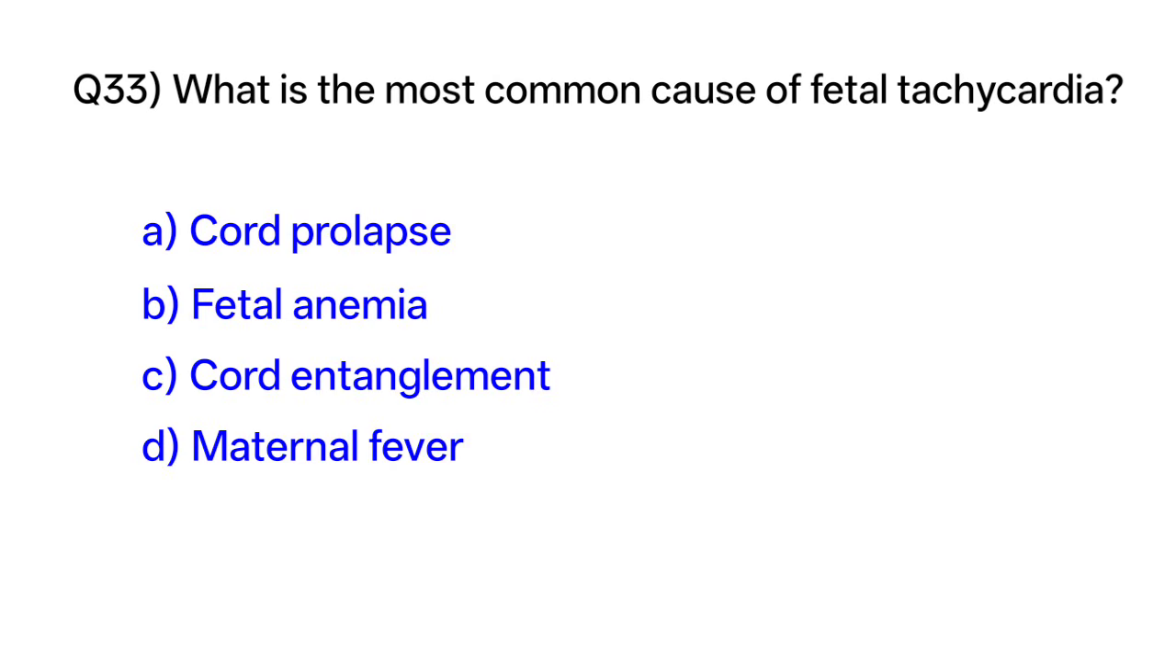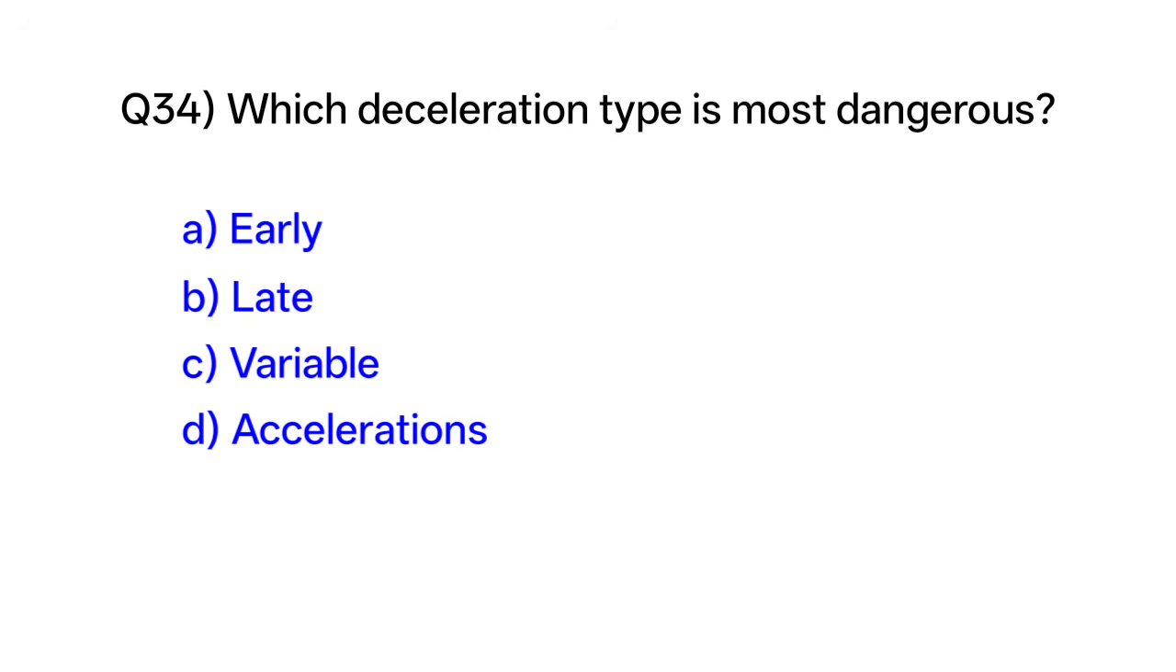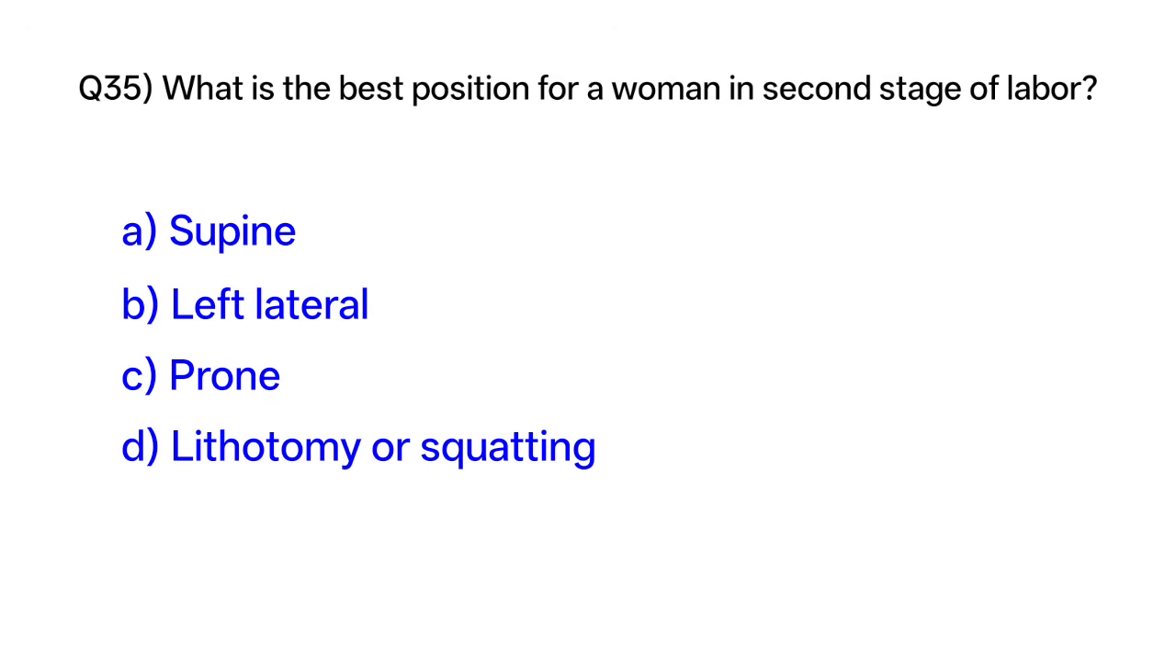Question number 33. What is the most common cause of fetal tachycardia? The correct option is D. Maternal fever. Question number 34. Which deceleration type is most dangerous? The correct option is B. Late deceleration. Question number 35. What is the best position for a woman in second stage of labor? The correct option is D. Lithotomy or squatting.